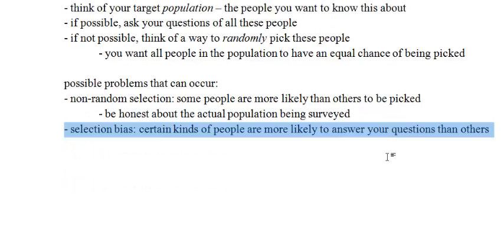Selection bias. This is a big one. Some people are more likely to answer questions than other people. Some people are really, really suspicious and they don't talk to telemarketers. They don't talk to people who come to their door. You aren't getting their input.